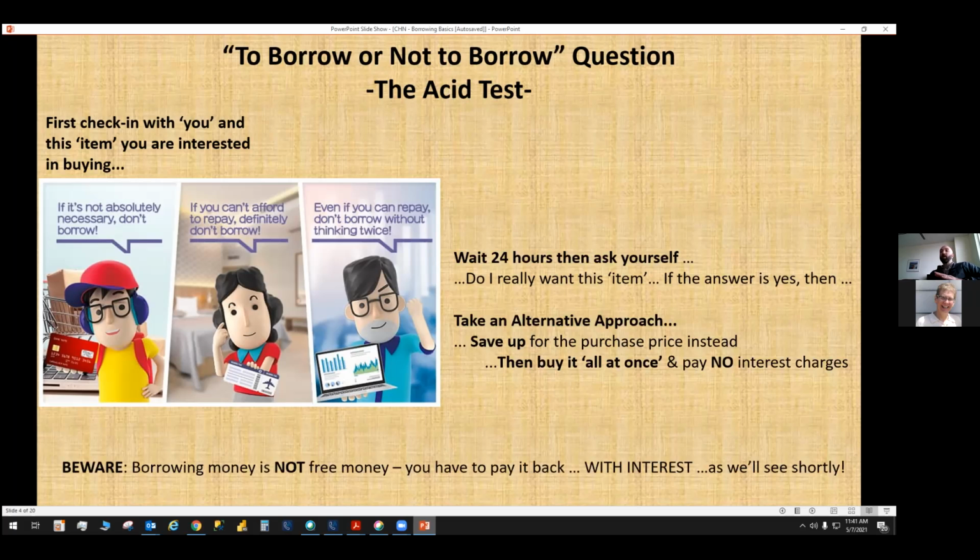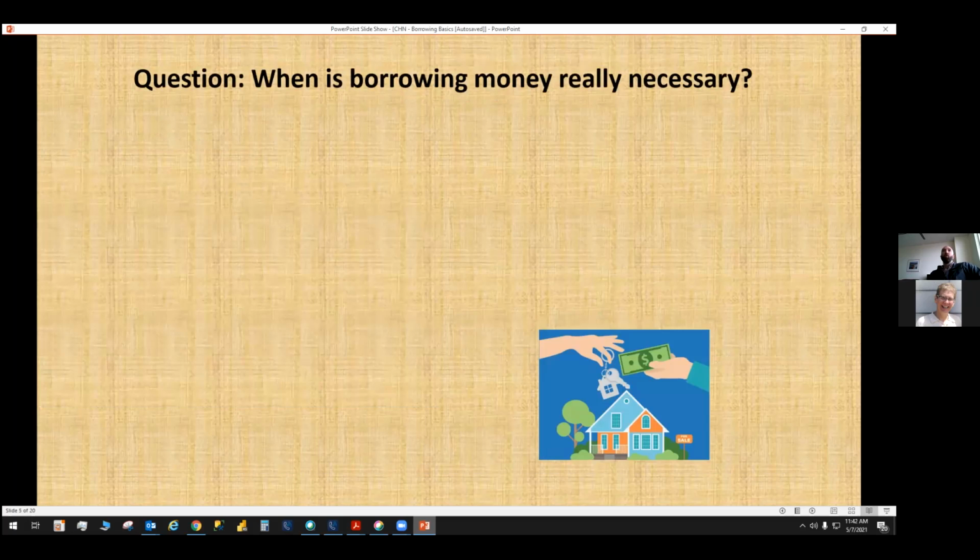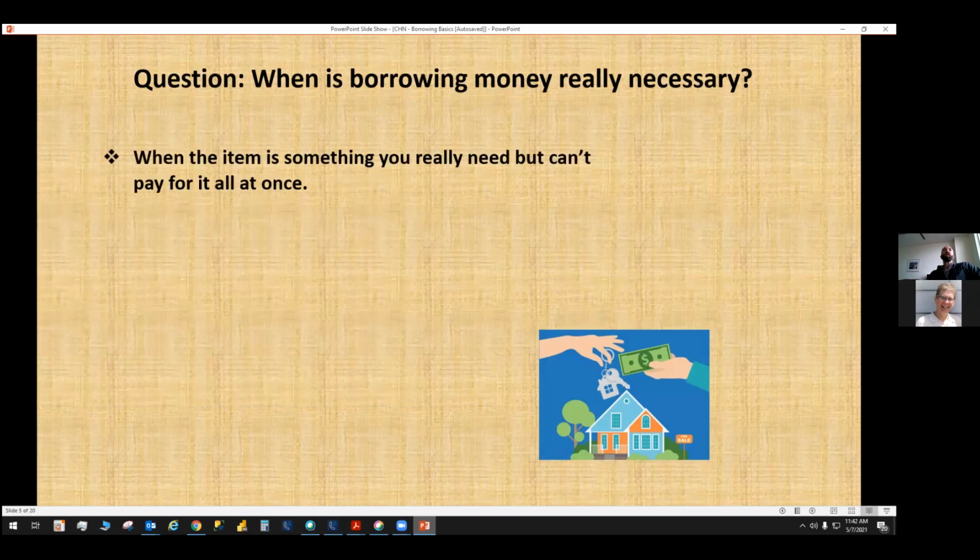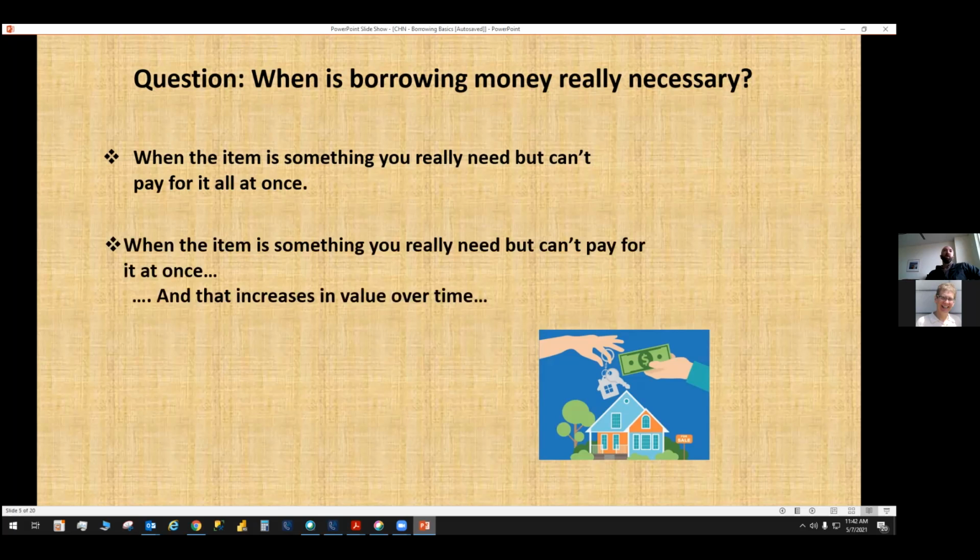The bottom line is borrowing money is not free. You have to pay it back with interest, which we'll see. So the question: when is borrowing money really necessary? When the item is something that you really need but can't pay for all at once, like a car to get to work, so you have a job so that you can earn income to pay off the car loan, but then also have money for groceries and other things that you want or need.